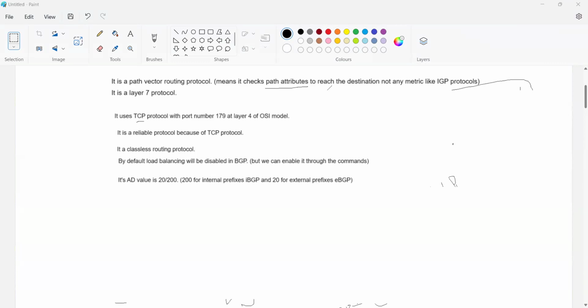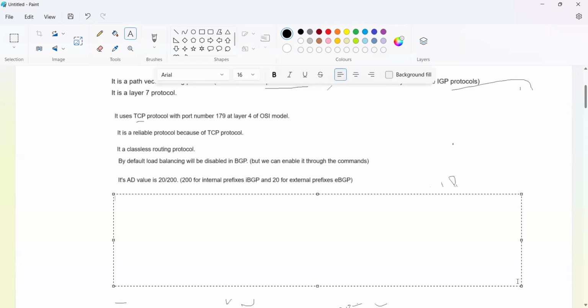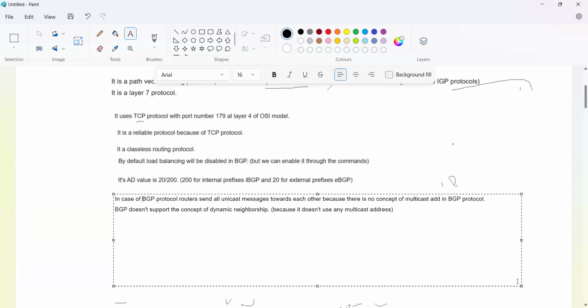As we discussed these points, I'm just giving the reference. In the case of the BGP protocol, routers send all unicast messages towards each other, because there is no concept of multicast. There is no concept of multicast IP addresses. They will send unicast messages only towards each other.